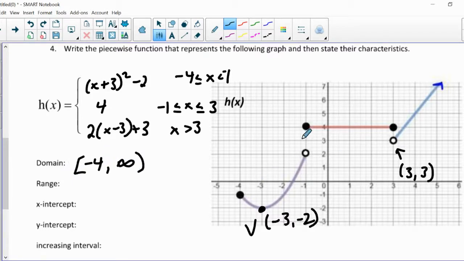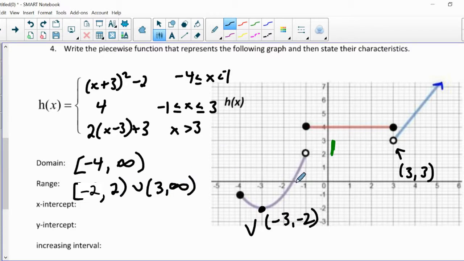There are no gaps in my domain after that. I do have 2 holes, but there are values that are hit. The range goes from -3 all the way up to infinity, except there is a gap. So notice that from 2 to 3, there are no y values. So that means I have to say -3 to 2 union 3 to infinity.